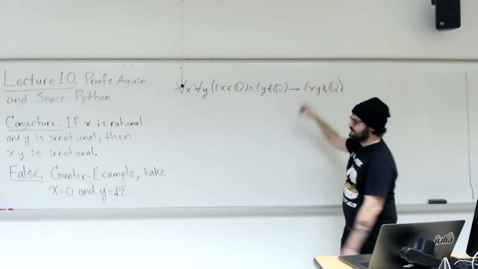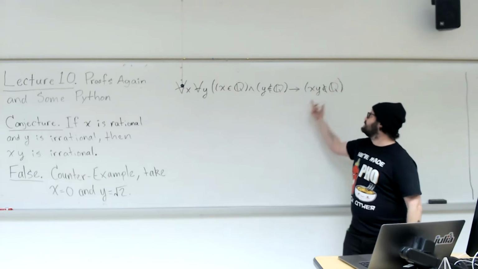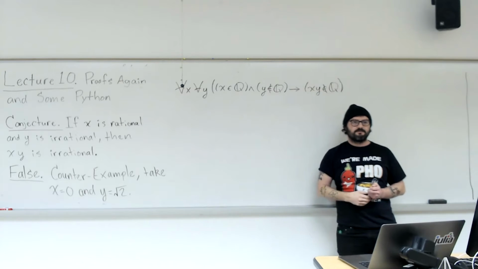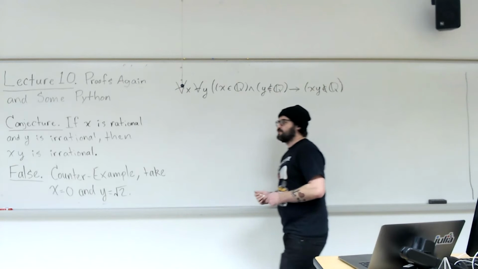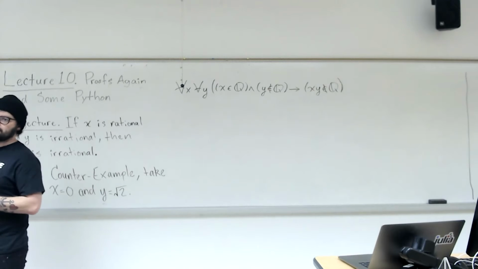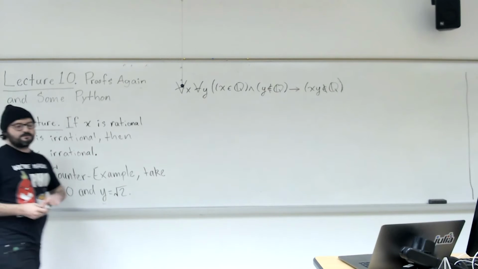Then we check this. 0 times root 2 is 0, which is rational, which means the conclusion would be false. And we'd have true implies false. That's when the conditional statement is false. So that conjecture is false. And it's an important thing to remember that when I write conjecture, it doesn't mean that it's true, right?